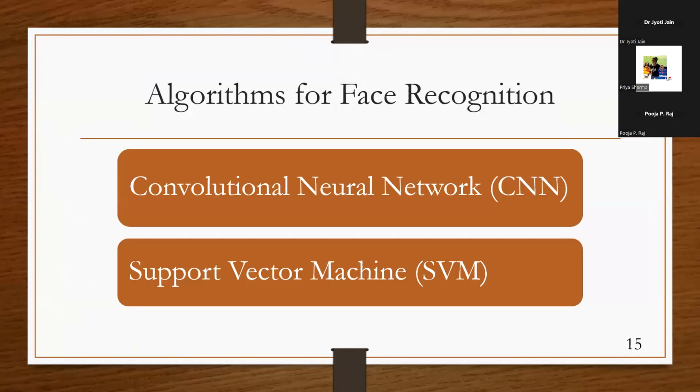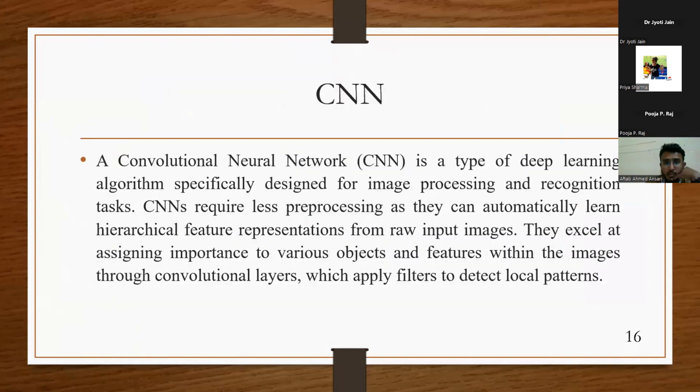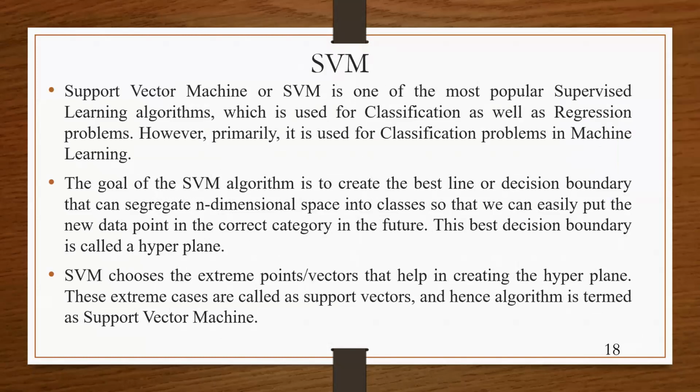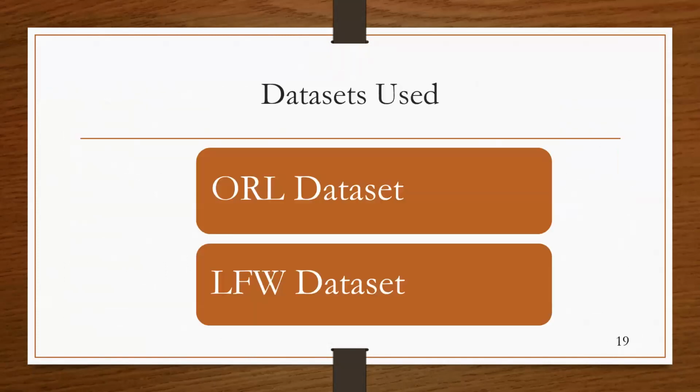The two algorithms are CNN and SVM. CNN is a machine learning technique which is basically used for image processing and classification. Similarly, SVM is also a very good technique for classification and regression of images.